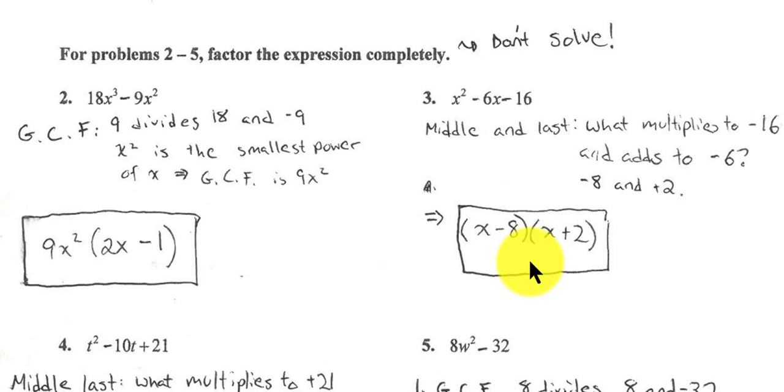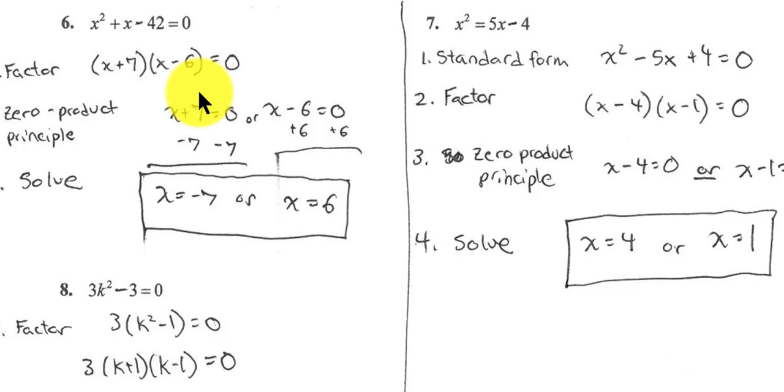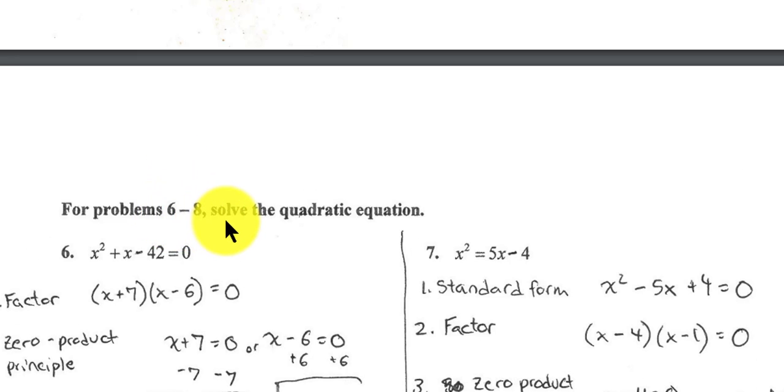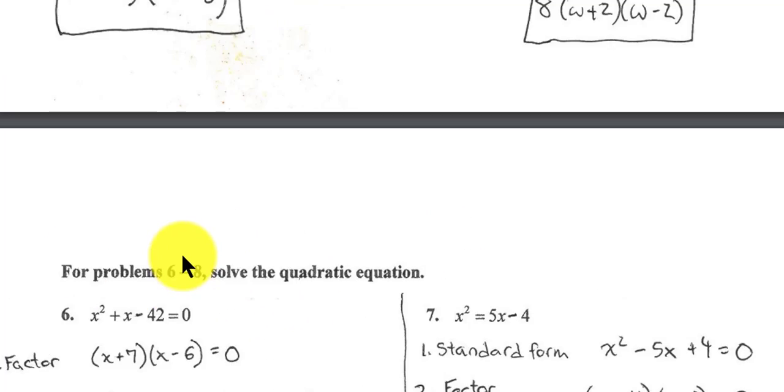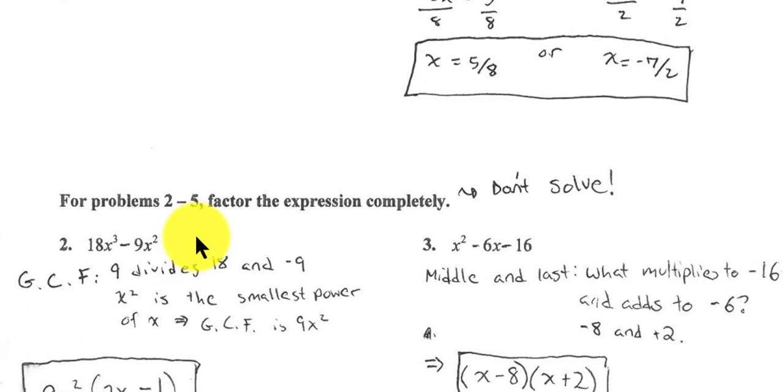Okay. When I look at problems 2 through 5, notice that the instructions are different here. We have factor, and then on problems 6 through 8, the instructions say solve. See, we can solve equations, right? So problems 6, 7, and 8 have an equal sign. So we can solve equations with an equal sign, or equations have equal signs. But questions 2 through 5 are expressions. We cannot solve these, so we can only factor, okay, because there's no equal sign.